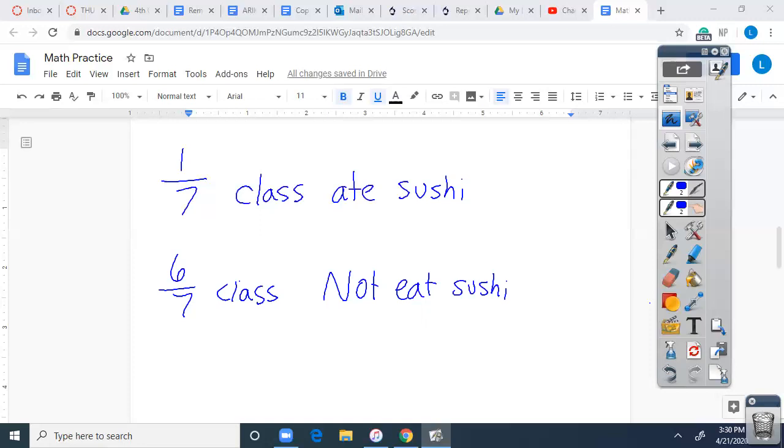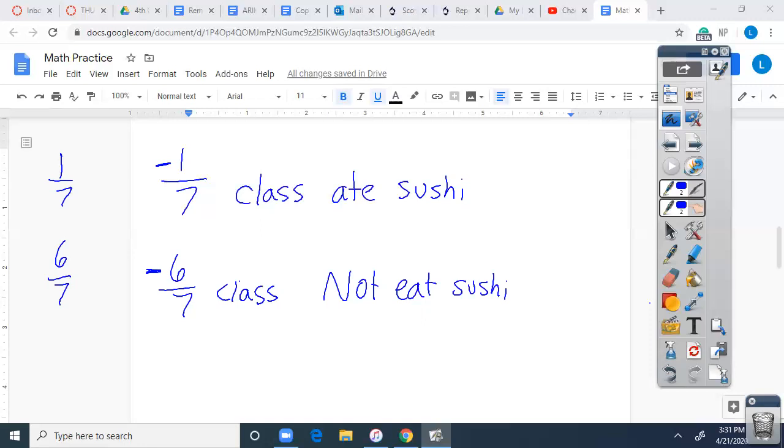This number plus this number has to equal the bottom number, because 7 is the total number, right? The whole number, we do part over a whole. So the whole number is 7. So if 1 out of 7 did eat sushi, Finn, I think you're the only one, then 6 out of 7 did not eat sushi.